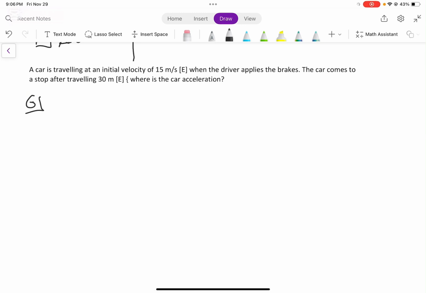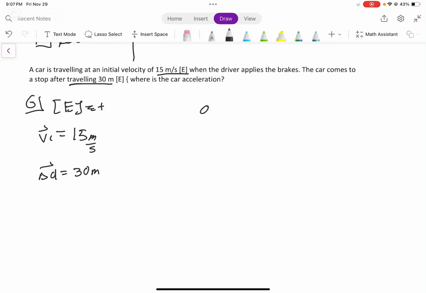Given, a car is traveling at an initial velocity of 15 meters per second east. So let's go ahead right away and set east as positive. 15 meters per second east. When the driver applies the brakes, the car comes to a stop after traveling 30 meters east. What is the car's acceleration? So we know that V1 is just going to be 15 meters per second, and then we know delta d is going to be 30 meters, because it says the car comes to a stop after traveling 30 meters.